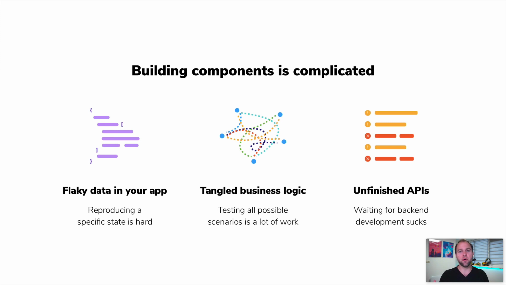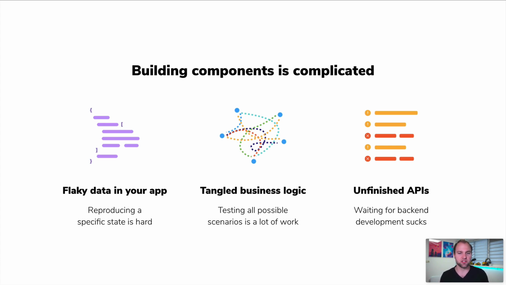But building components is complicated. It's not an easy job, right? You get to deal with flaky data in your app. Say you have a web app and you're building a new component within that app. In order to get your component in a particular state, you often have to click through the app to trigger some particular scenario, like an error case or a loading state. Reproducing that state can be pretty hard. Sometimes even impossible. Maybe you have to make changes in your database to break stuff.